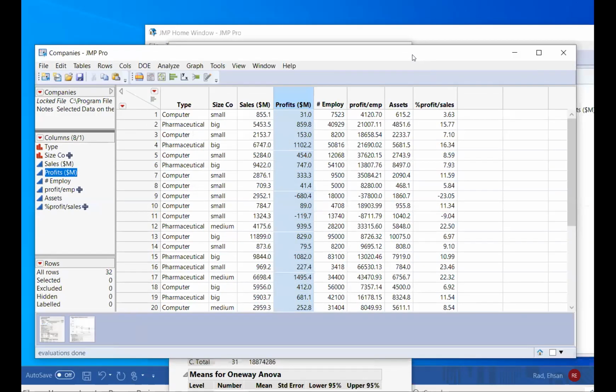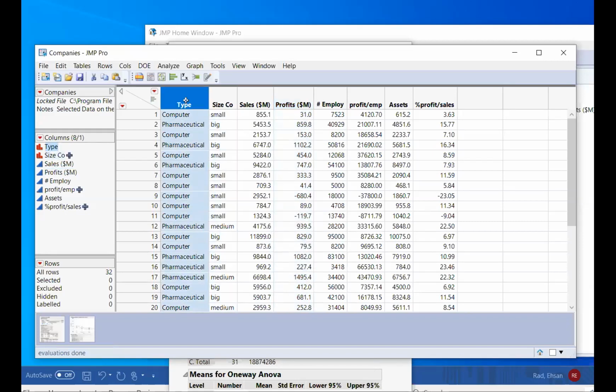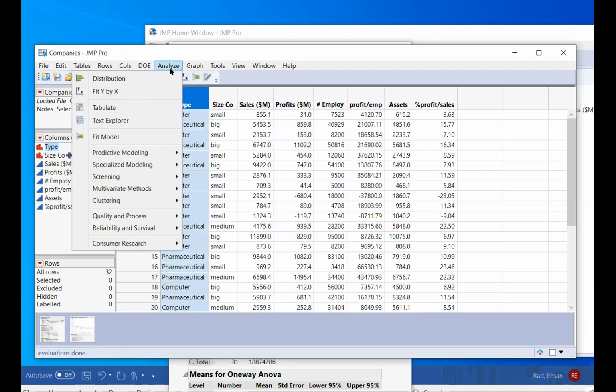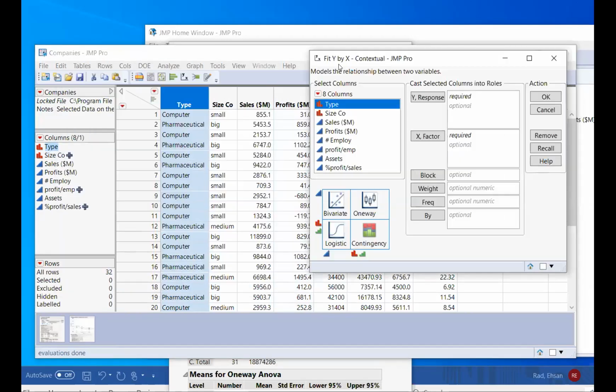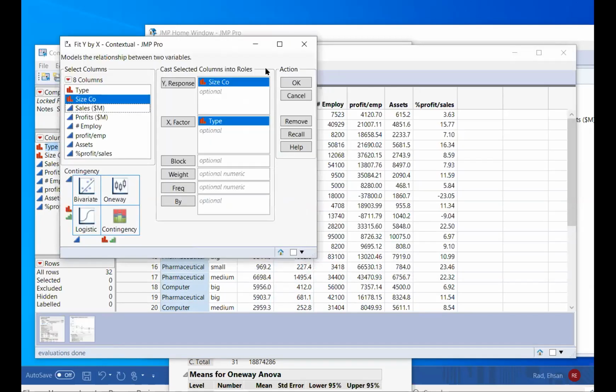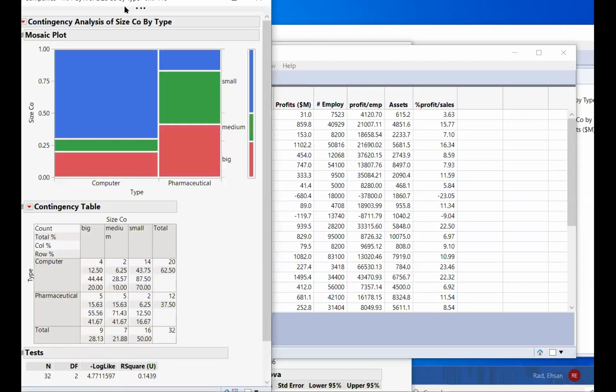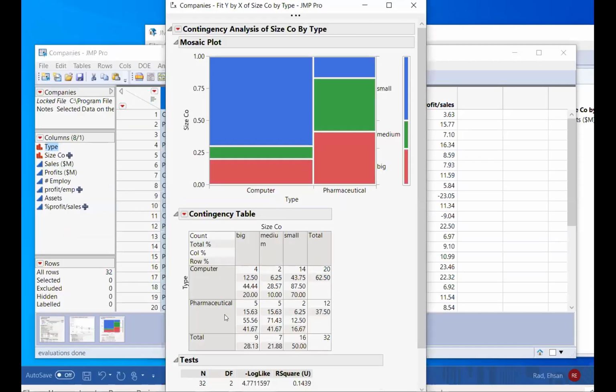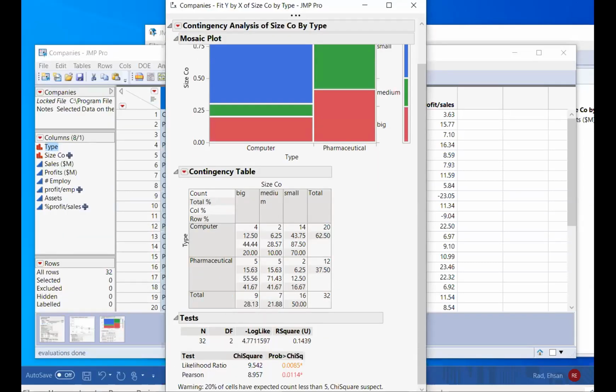What else can we run? Does the size of a company get affected by the type of a company? Again, Fit Y by X, type. I think we have done this, right? Type, size. That's a chi-square test, categorical to categorical. And we look at the p-value here.